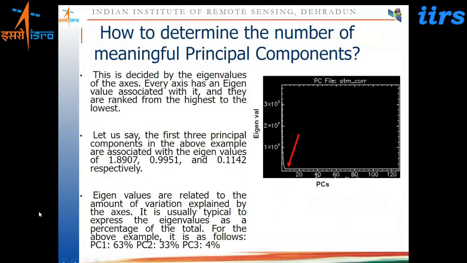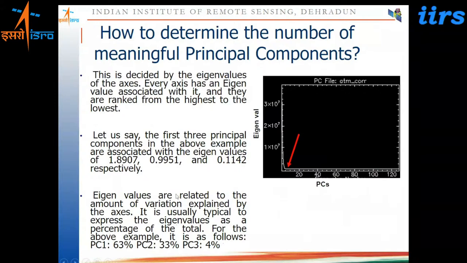So the first 2 PCs, PC1 and PC2 only, hold 96% of the information. Only 4% information is left from PC3 onwards. So if I take the first 2 or first 3 PCs, almost all the information present in the data set has been covered using these PCs.